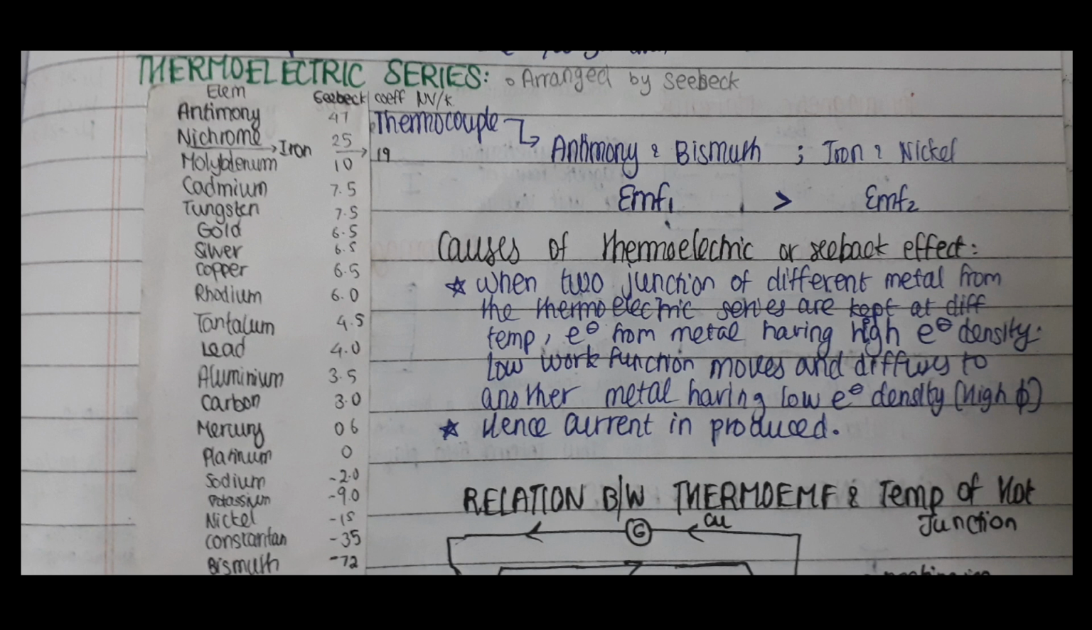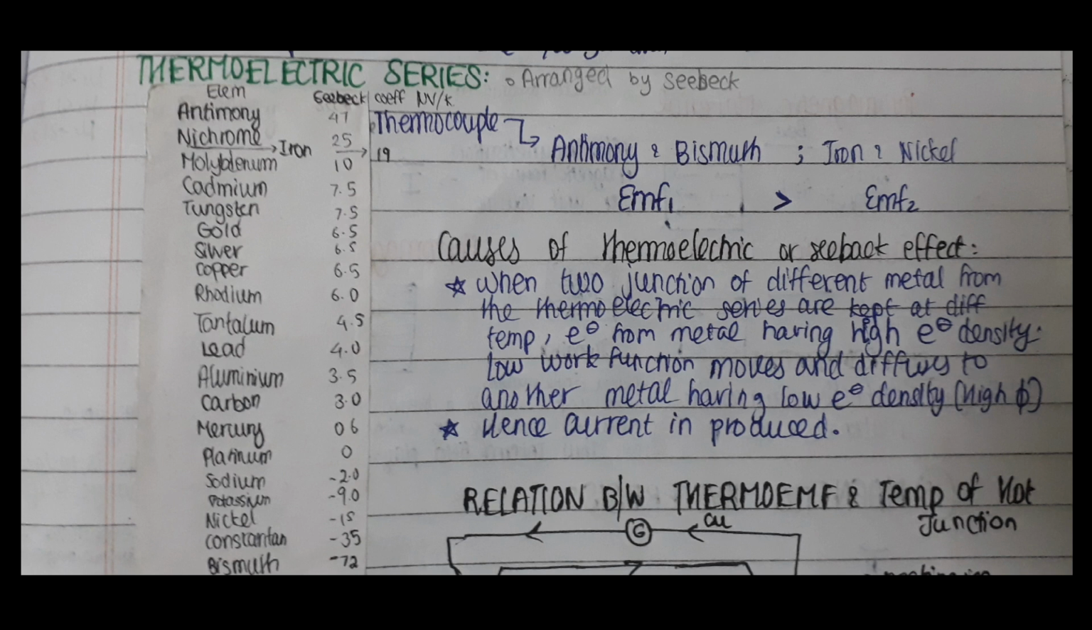Thermoelectric series is arranged by Seebeck. It is in descending order of free electron density, which means antimony has high free electron density. Bismuth, which is at the bottom of the thermoelectric series, has low free electron density. The corresponding Seebeck coefficient is high if the free electron density is high and less if it is the opposite. Thermocouple between antimony and bismuth will give maximum EMF.